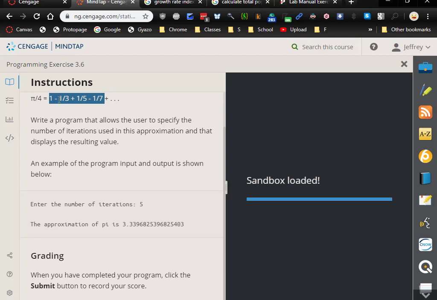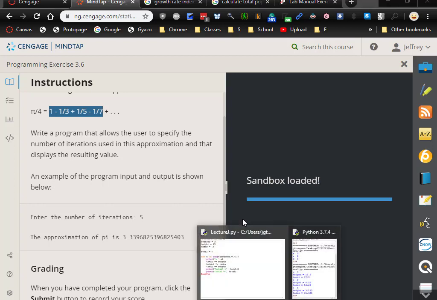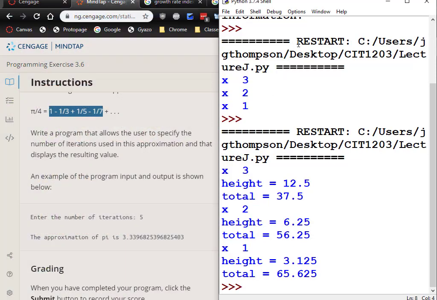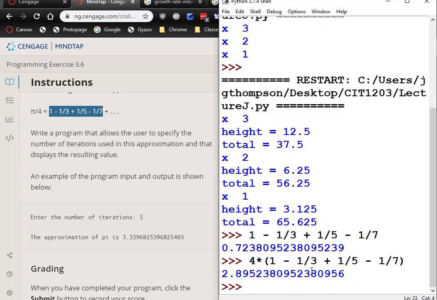Well, let's see if this works. Let's make sure that I understand their definition of iteration. So I'm going to go back to the IDLE shell, and I'm just going to print out that, but I need to multiply it by 4, so 4 times that. Nope. And that was after the minus 1/7, so we're going to tack on 1/9.